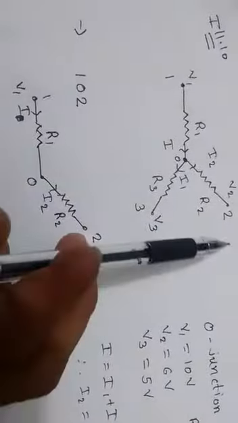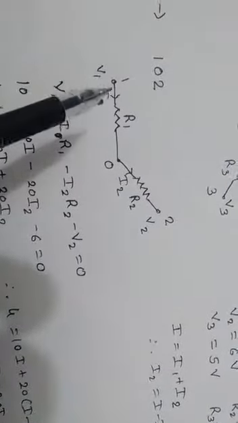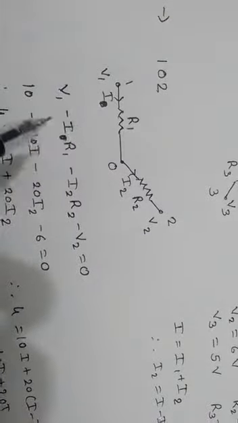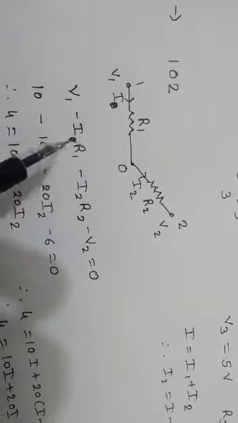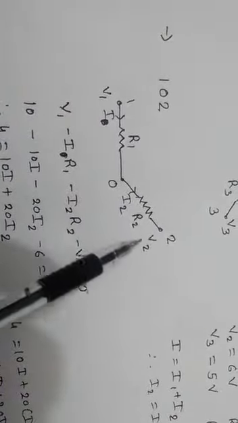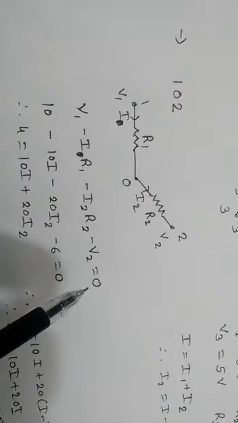In this example, we are going to consider two loops. The first loop is loop 1, I and 2, loop 1 O 2. First one, voltage V1. For this resistance, it is going to be IR1, and as the current is flowing in the direction of the loop, that's why it is going to be negative, minus IR1, minus current flowing in the second branch is I2R2, and that's why it is I2R2, minus V2 is equal to 0.